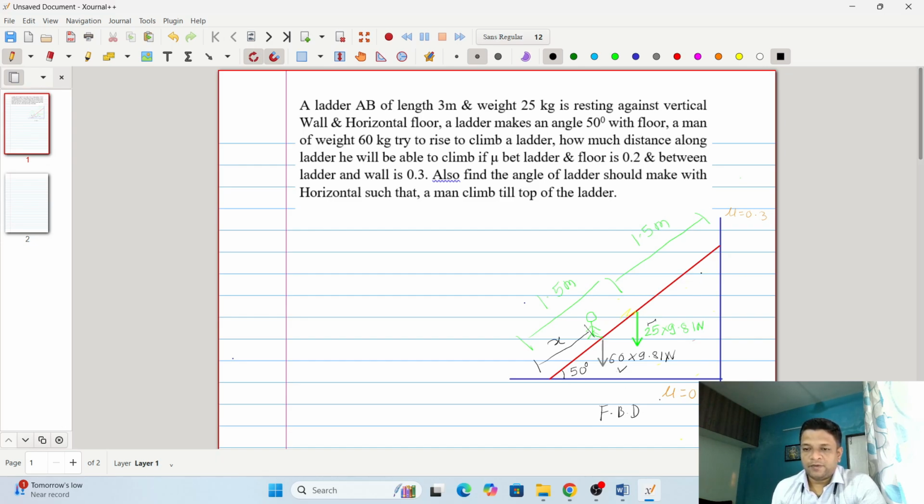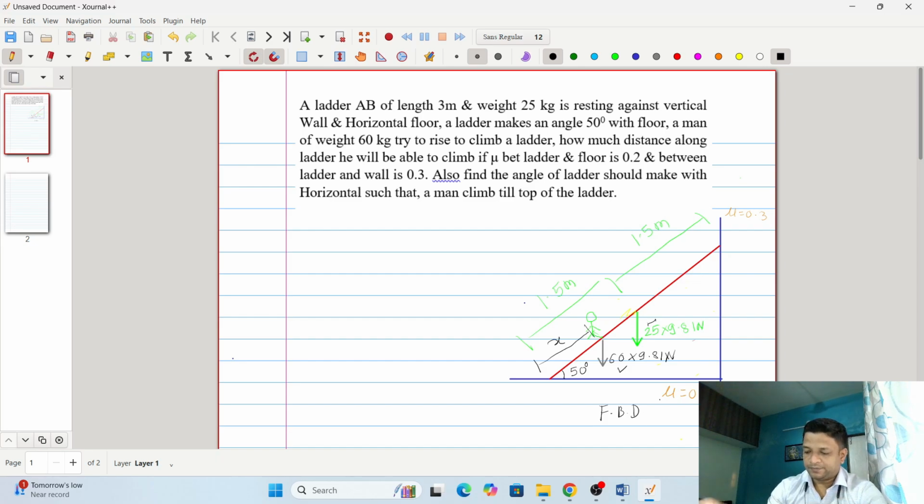Now see, the ladder slips because this person is climbing on it. How will it slip? Initially the ladder is at this position. Because of the weight acting on it, it will slip like this. It means the upper end will move downward and this end will move towards the left side. This is the movement of the ladder when it slips.